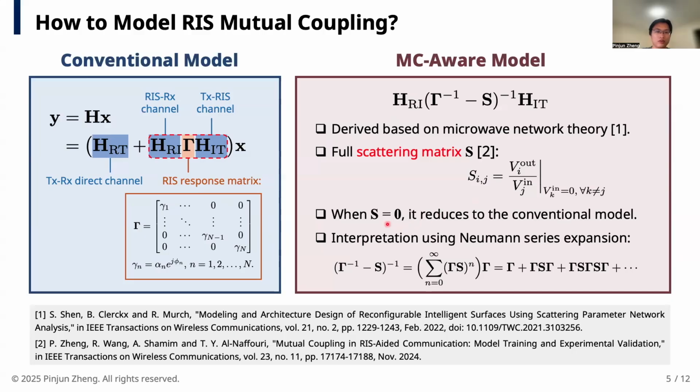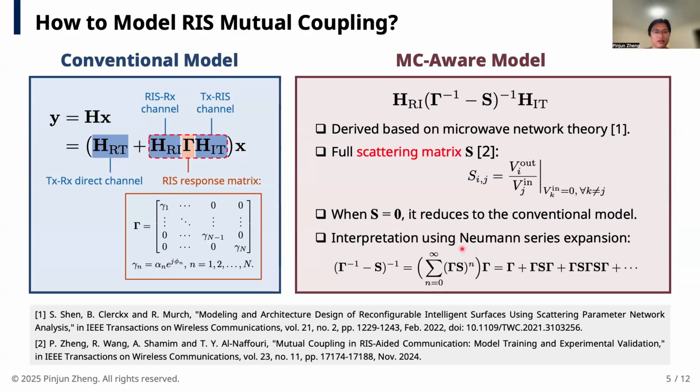And we can see that if we set this S matrix to 0, it reduces to the conventional model, right? If this is 0, that means there is no mutual coupling. And this inverse, that is gamma itself. So this becomes the conventional model.